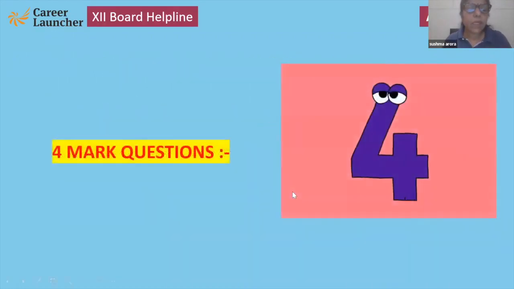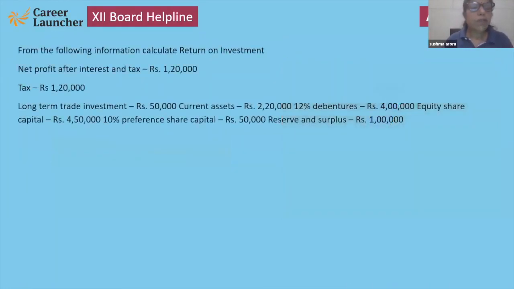Next. From the following information, calculate ROI. This is the CBSE question that was in the exam, return on investment to be calculated. And be careful about this here. Net profit after interest and tax is given. But in the formula, we have to use net profit before interest and tax. Clear or not?